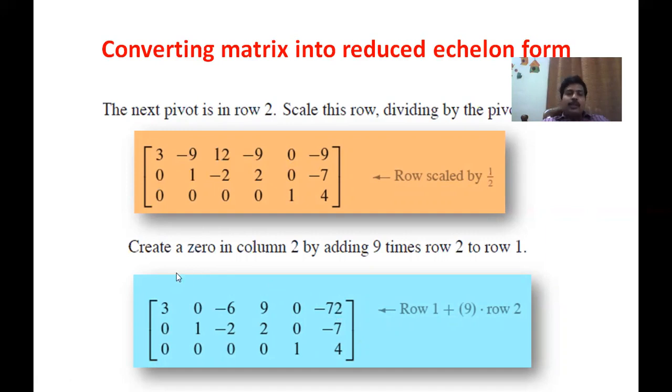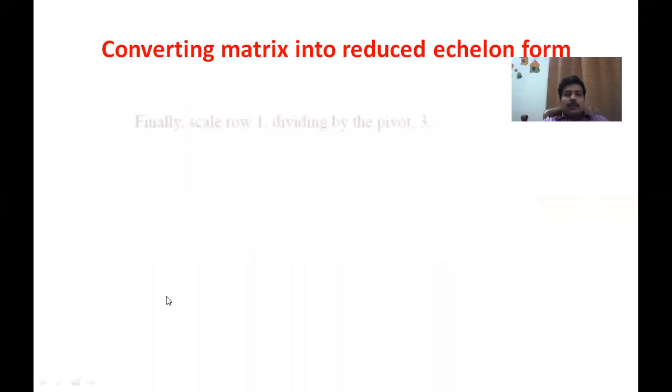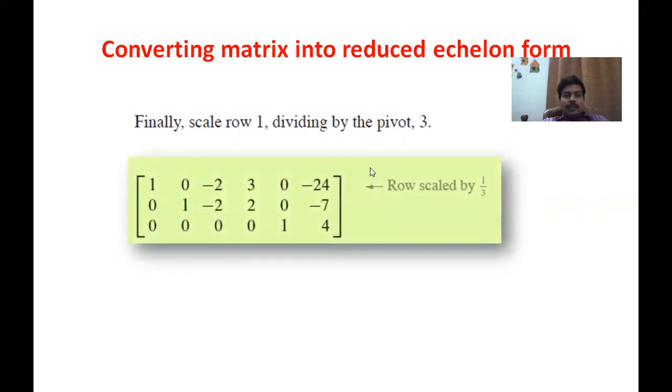So now it is in reduced echelon form, except this 3. This 3 can also be converted into 1 by dividing by 3, or by using the scaling property. It is scaled by 1 by 3: R1 goes to R1 by 3. So now all the leading entries are 1, and except those leading entries, which are the pivot positions, no other entry is there without a 0.